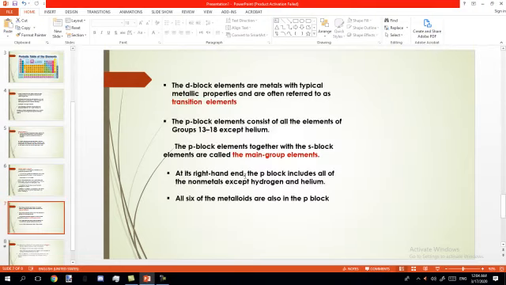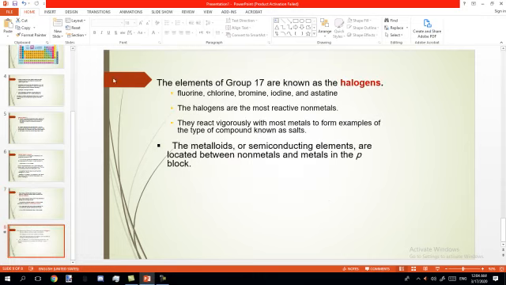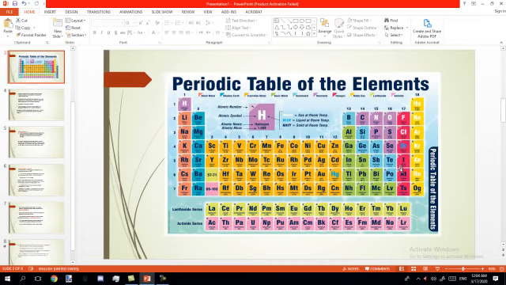At its right hand side, the p block includes all the nonmetals except hydrogen and helium, and we also say that metalloids are found here in pale blue, from group 13 to 17, included in the p block.